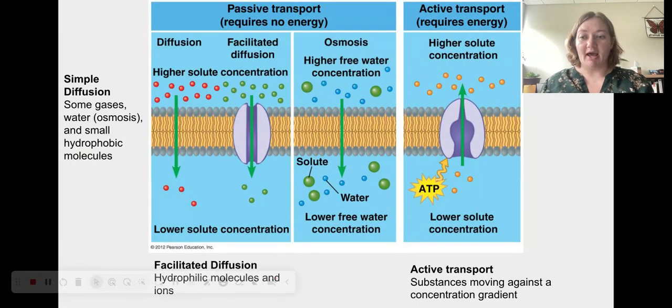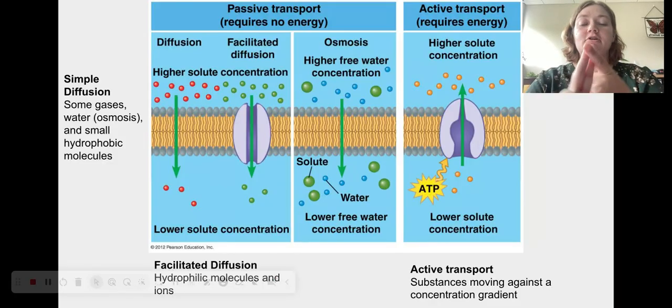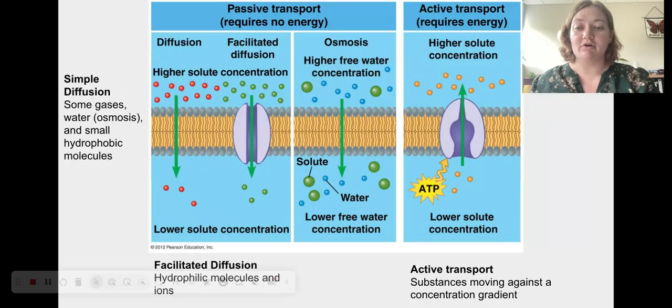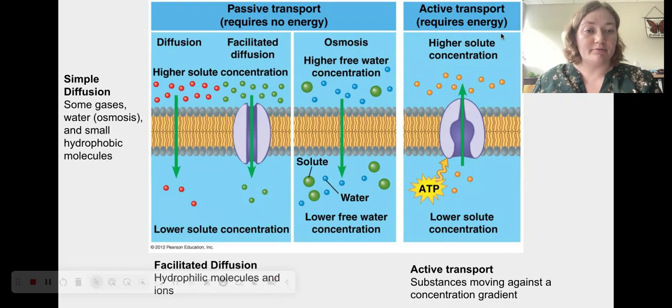All right, recap here. We have passive transport. Passive transport means no energy is needed. That includes diffusion, simple diffusion, and it includes facilitated diffusion. We're always going from an area of high concentration to an area of low. Now that also includes osmosis. We'll talk about that in just a second here. Now active transport requires energy because we are going against that gradient. We are going from an area of low concentration to an area of high concentration.